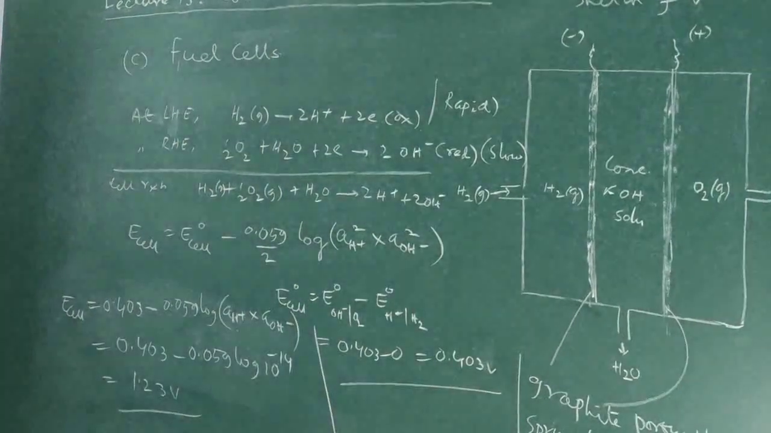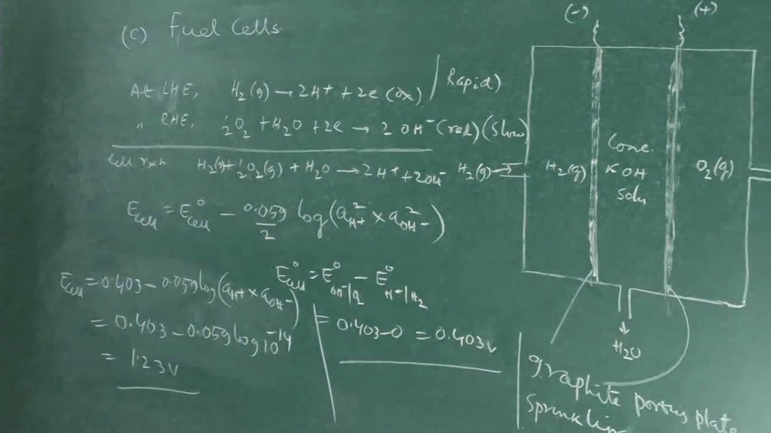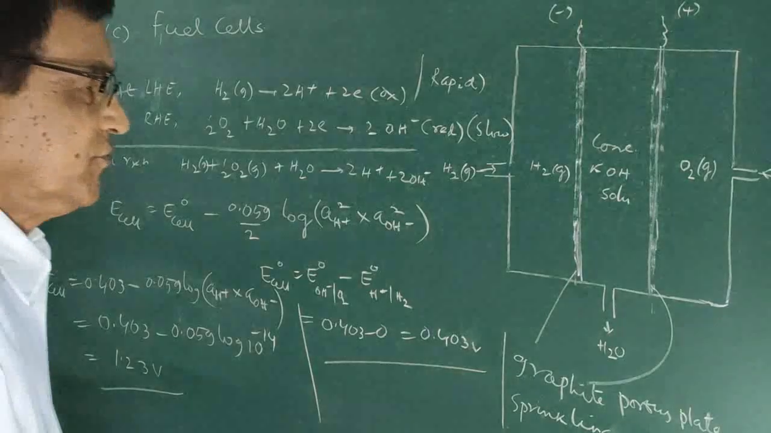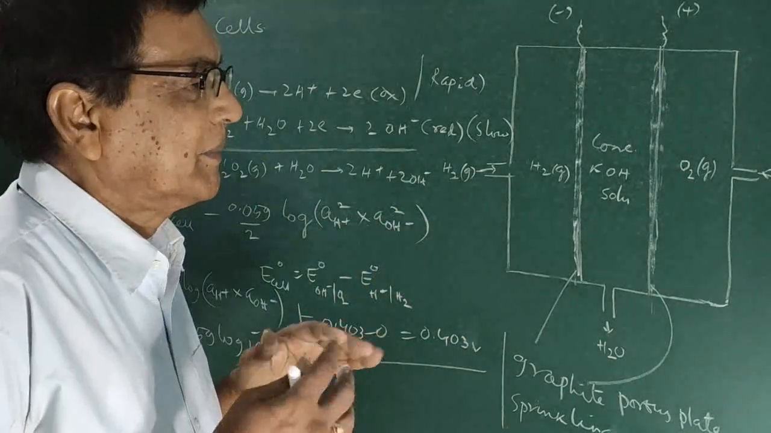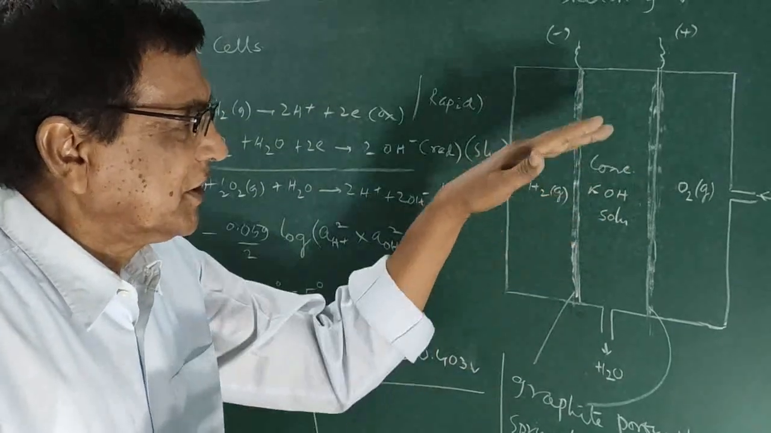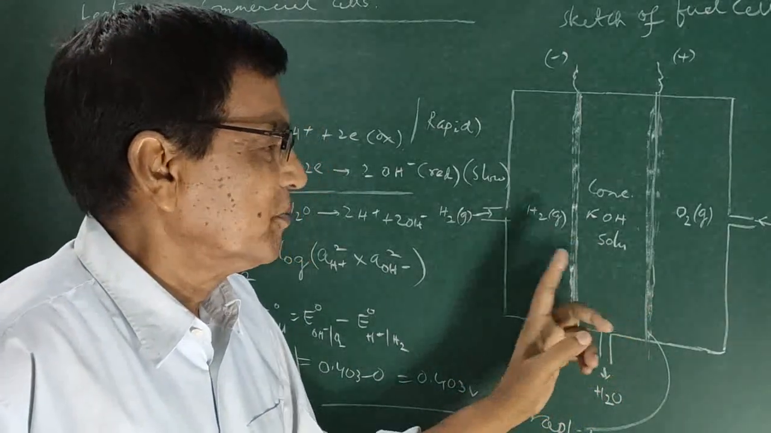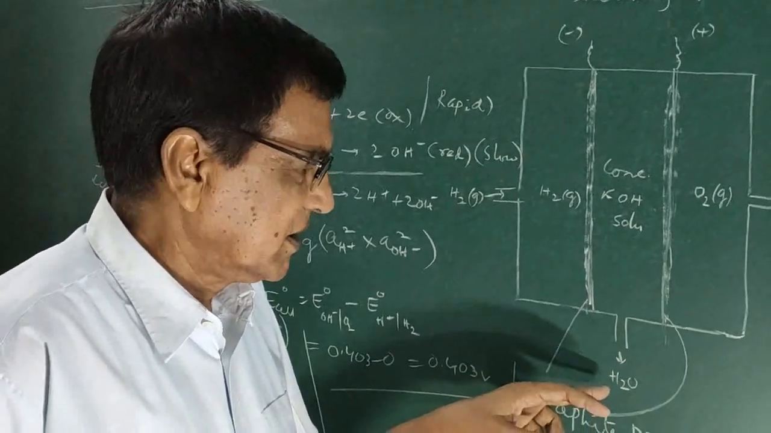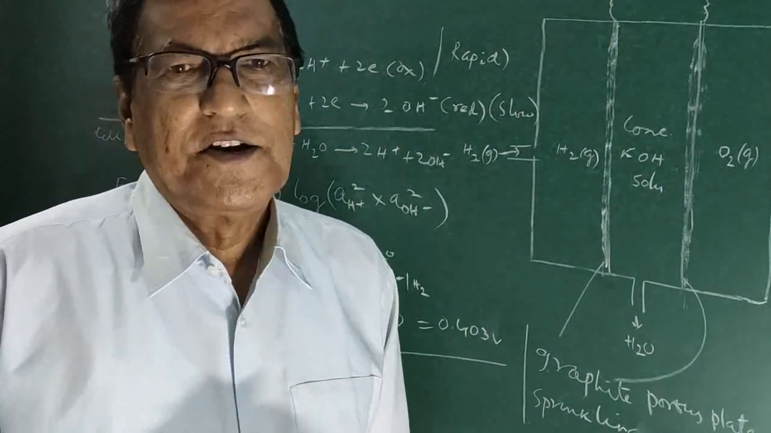And this is all about the fuel cell. It is actually the first fuel cell, first used in the Apollo space program, and in Apollo they were continuously getting electricity from this fuel cell. Not only that, the water vapor so produced was condensed to liquid water, and this liquid water they used for their drinking purposes.